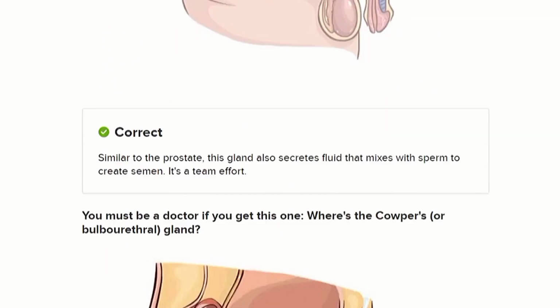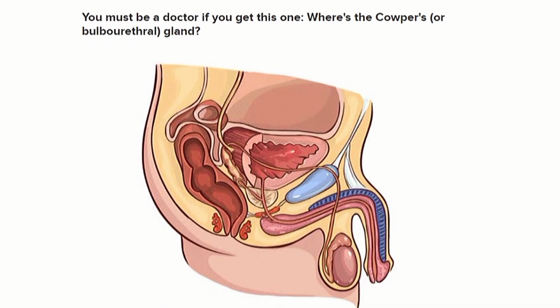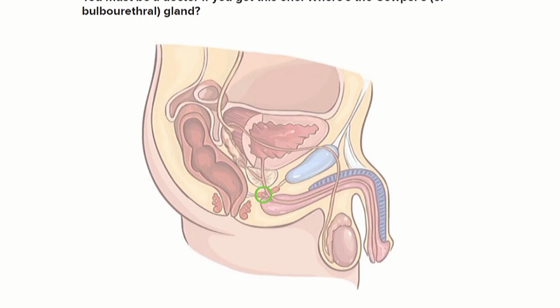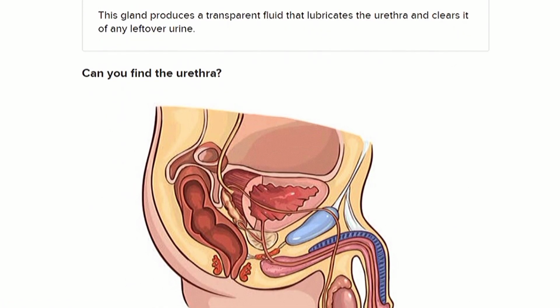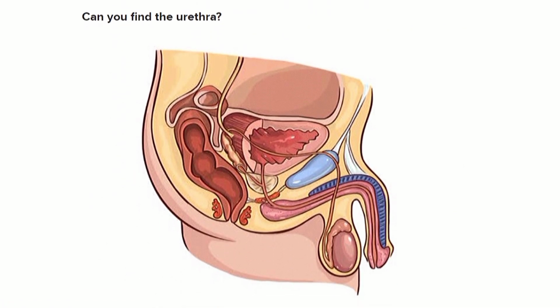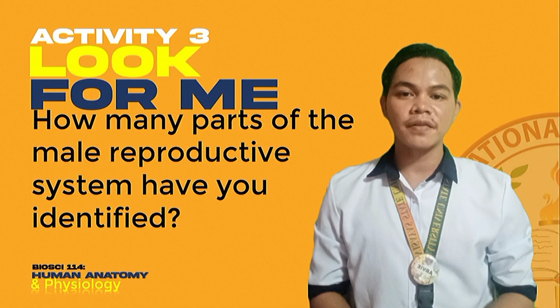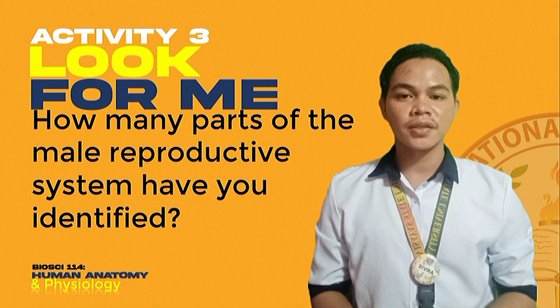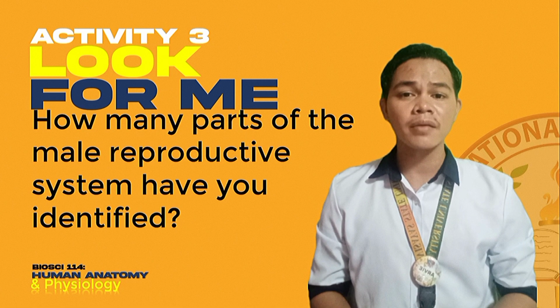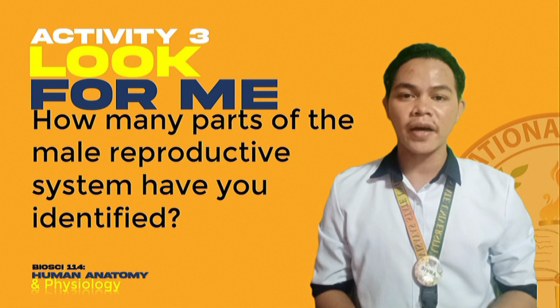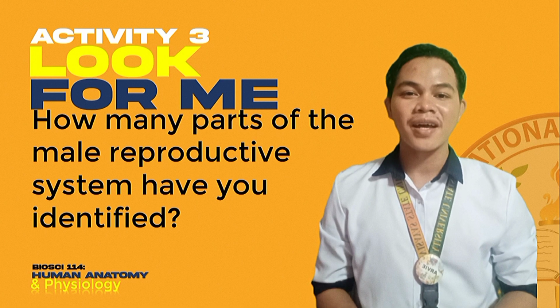Impressive! Can you locate the Cowper's gland? Wow, very good! What about the urethra? Can you point it? Amazing! That ends our activity. Let me ask you a question. How many parts of the male reproductive system have you identified? Wow, that's a huge score!